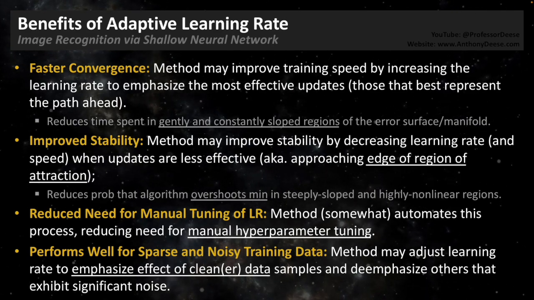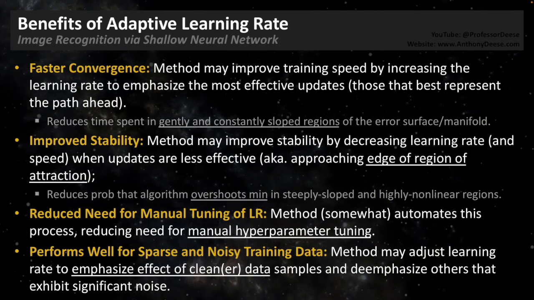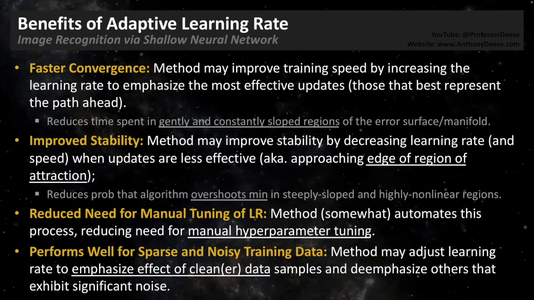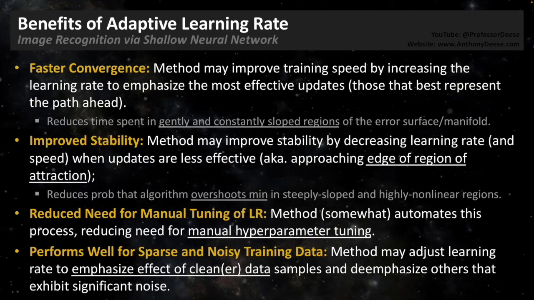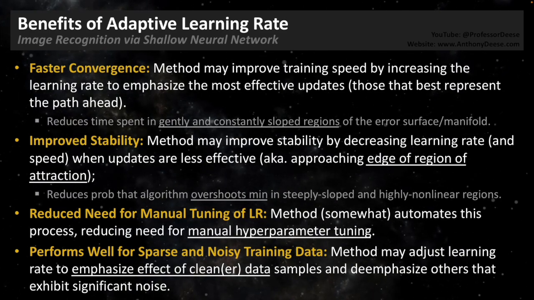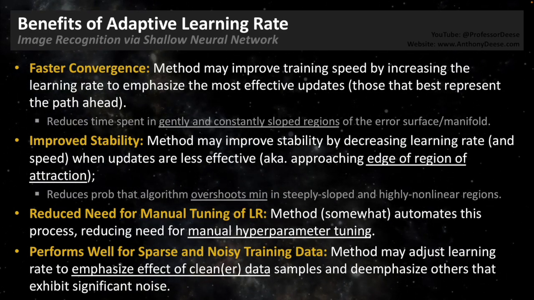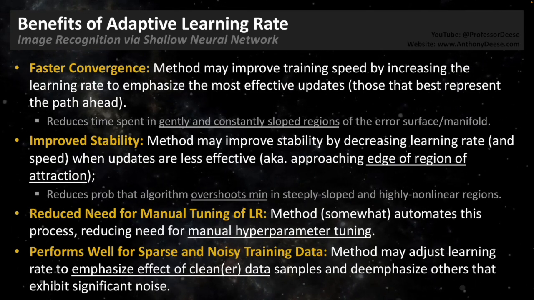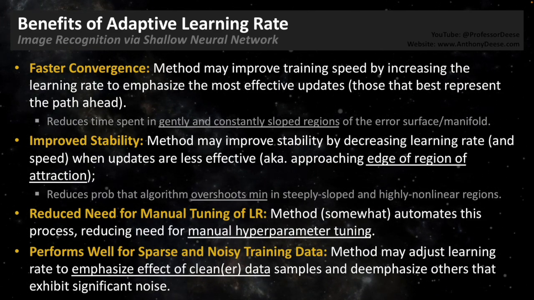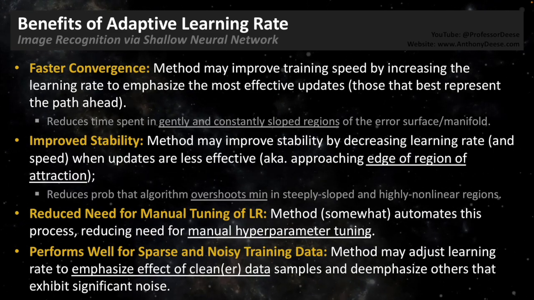I think the last few slides did a good job discussing the advantages of an adaptive learning rate. However, we will spend 1 minute reviewing those here. One advantage is potentially faster convergence. The method may improve training speed by increasing the learning rate to emphasize the most effective updates, those that best represent the path ahead, going back to our car analogy. An adaptive learning rate may reduce the time spent in gently and constantly sloped regions of the error surface, or error manifold.